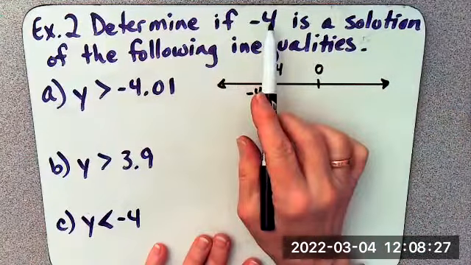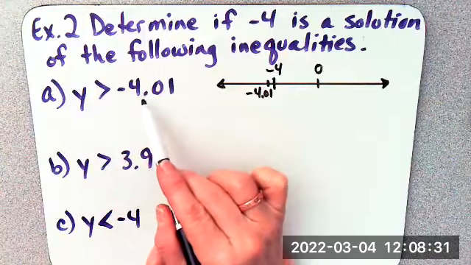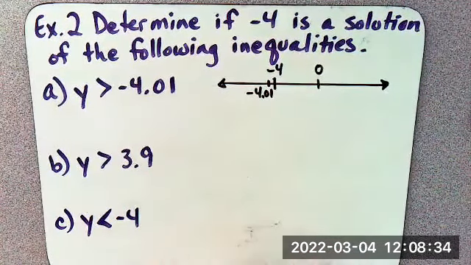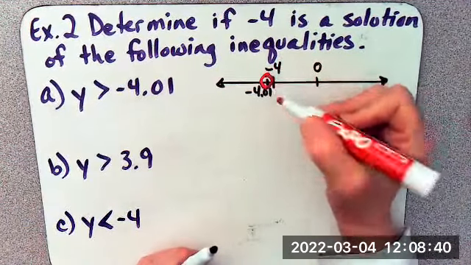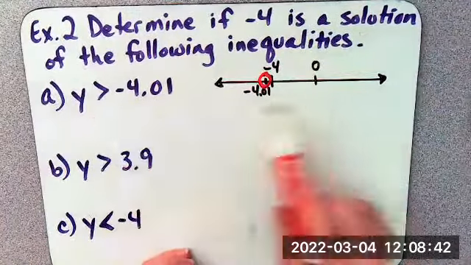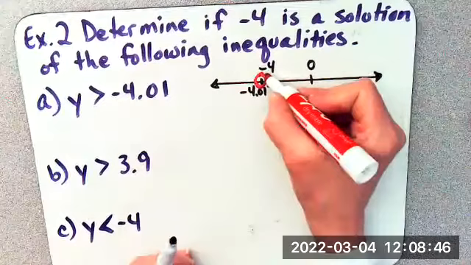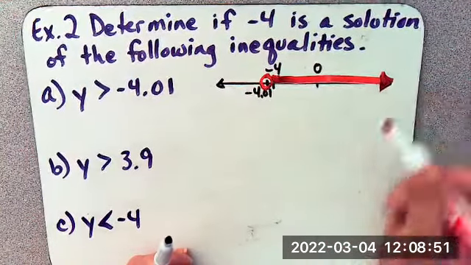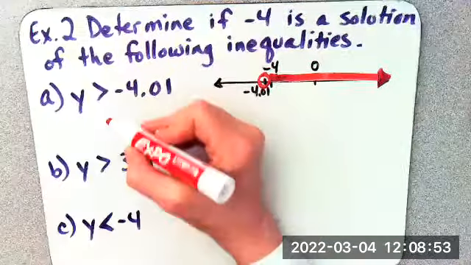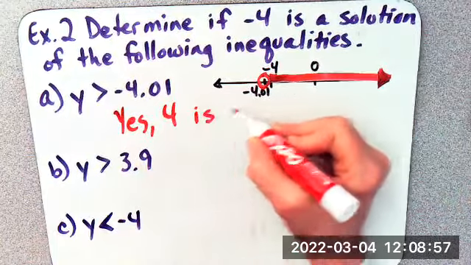So we want to determine, is -4 a solution. So this is y is greater than -4.01. So we are going to fence off -4.01. Then we're going to ask, is 0 greater than -4.01? It is. So we're going to shade this direction. And it looks like yes, -4 is a solution.